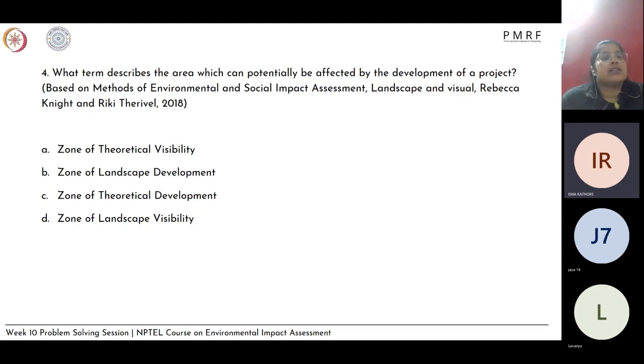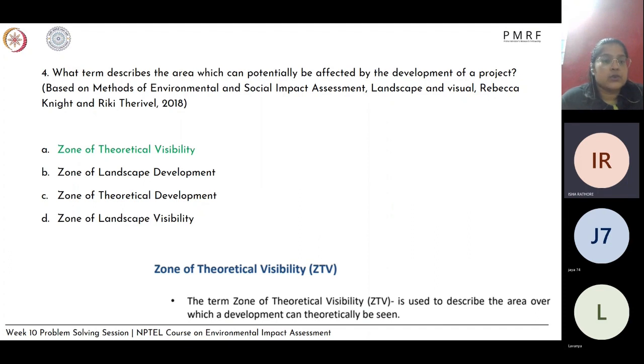Again, we looked at this in the module on lecture 46, which was on landscape methods. So the correct answer is A, zone of theoretical visibility.